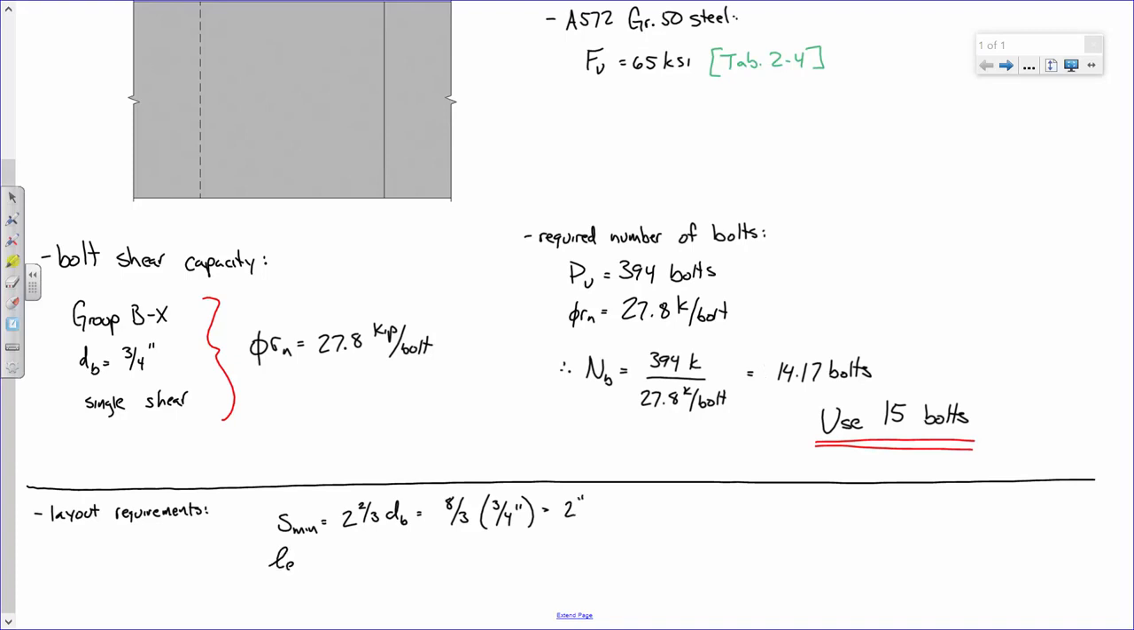Now, what about the minimum edge distance? How do we determine the minimum edge distance? Look it up. And so you look it up in your AISC 15th edition steel construction manual that every single student brought to class, right?